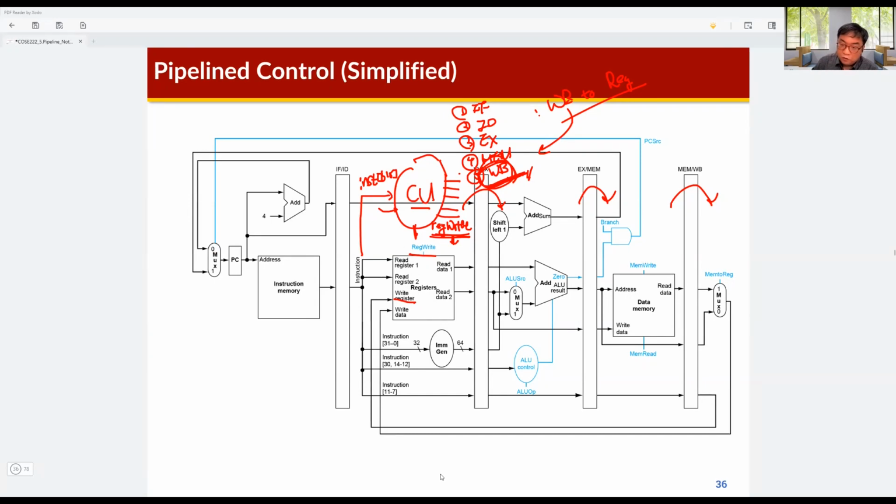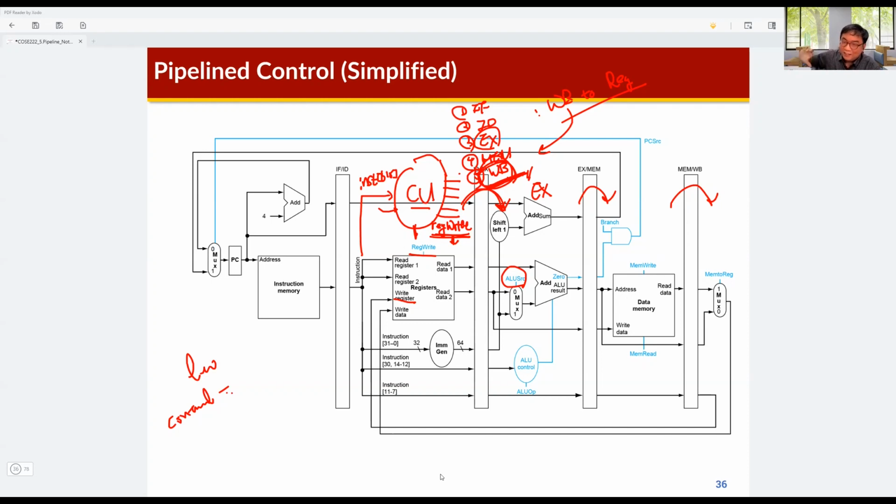So how about the ALU source? ALU source is required at EX stage. So this ALU source is propagated to the EX stage via the ID/EX pipeline register. So 1 clock is delayed. So this is a law: control signals should be propagated until the control signal is consumed.